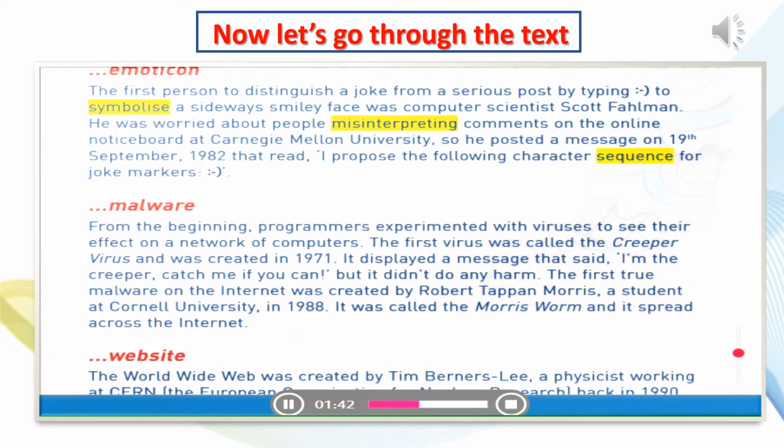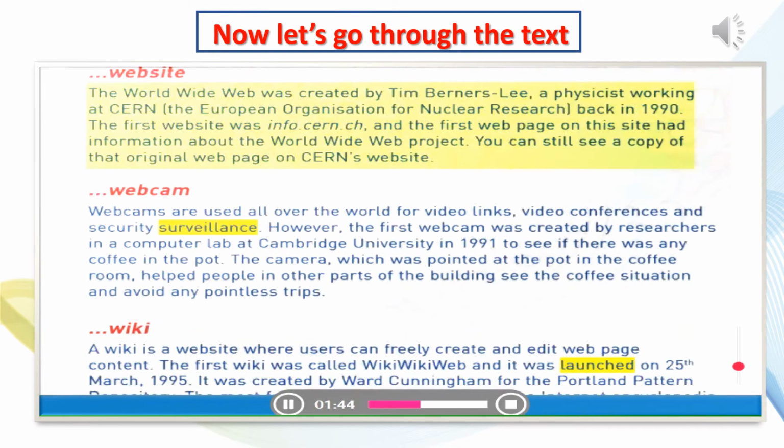The first website. The World Wide Web was created by Tim Berners-Lee, a physicist working at CERN, the European Organization for Nuclear Research, back in 1990. The first website was info.cern.ch, and the first web page on this site had information about the World Wide Web project. You can still see a copy of that original web page on CERN's website.